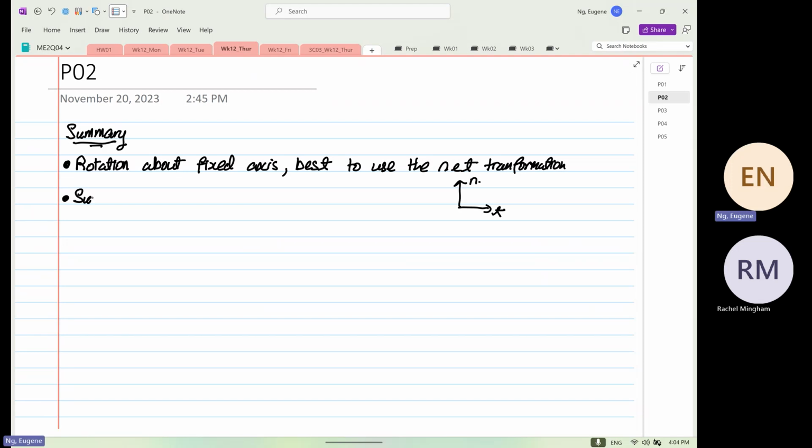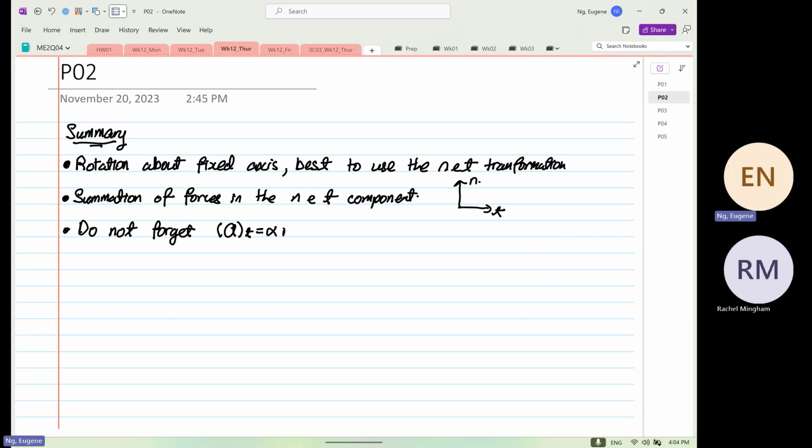You do your summation of forces in the N and P component. Do not forget, whenever you have something like this, you know that the acceleration in the tangential direction is equal to alpha r, and the acceleration in the normal direction is equal to omega squared r. Okay, I realize in term test 2, some of you forget the normal direction. You just focus on the tangential. That's where it's unfortunate you do lose marks on that.